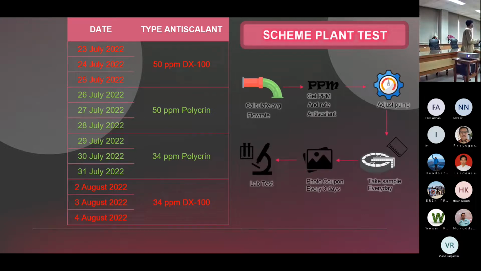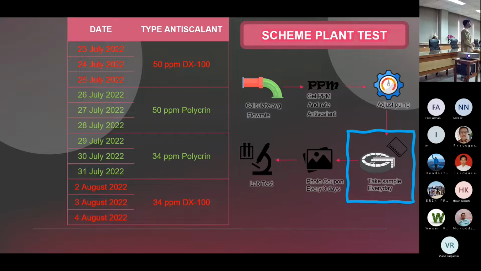First, we calculate the average flow rate in that day. So we can get the ppm and the rate of anti-scalant we use, and then we adjust the pump to the targeted ppm. And we take a sample every day at the outlet.